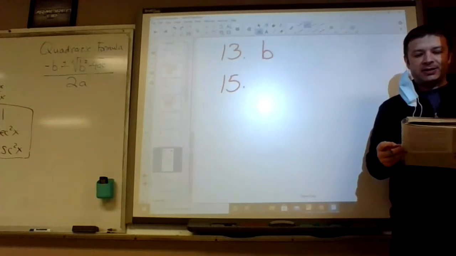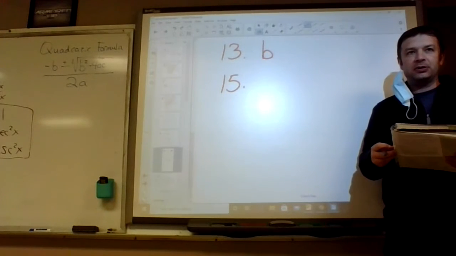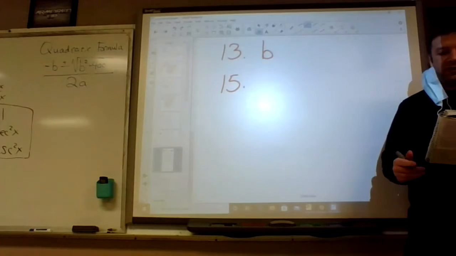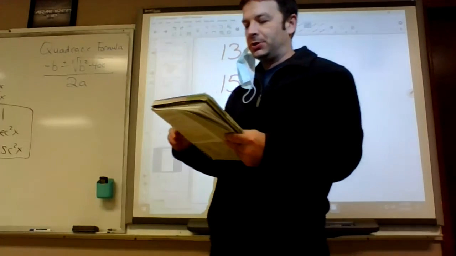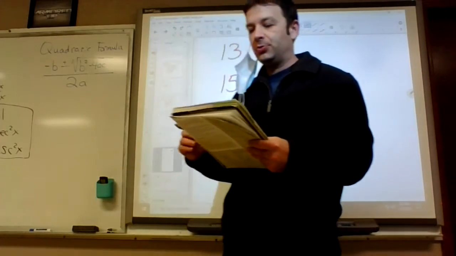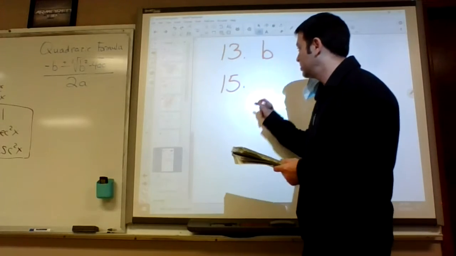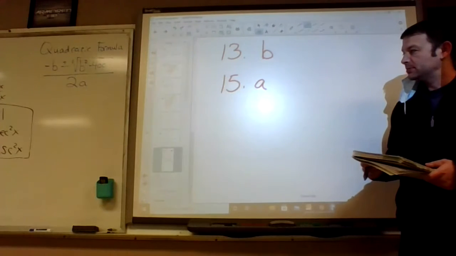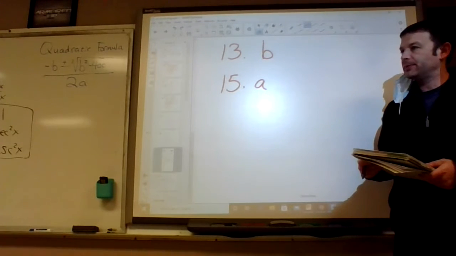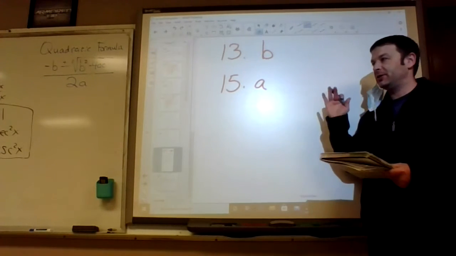15 is y is less than or equal to. If it's less than, are we shading above or below? Below. And if it's equal to, it's solid. So which one is solid and below? A. So if it's less than, it's below. If it's greater than, it's above.